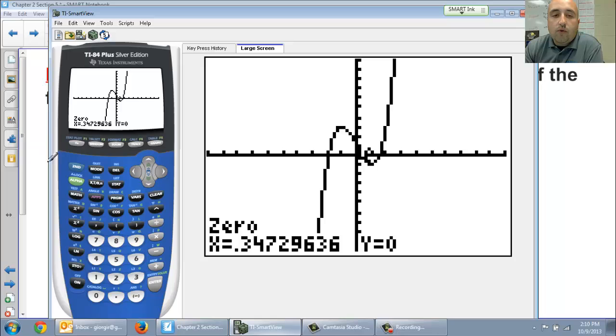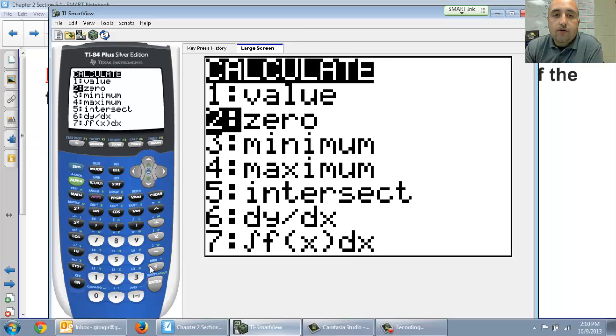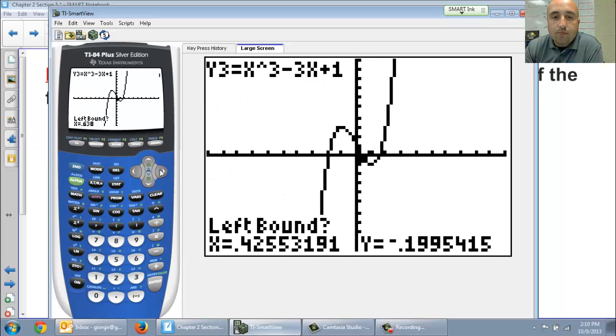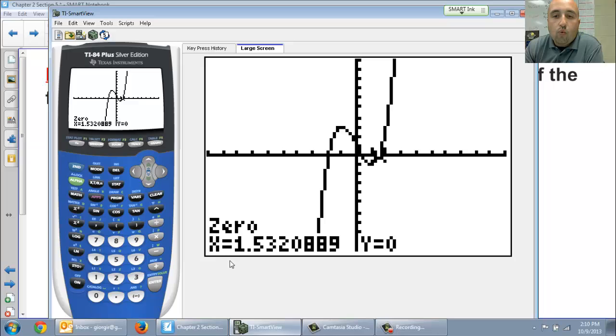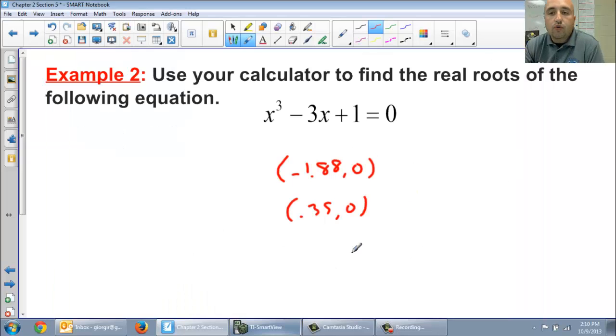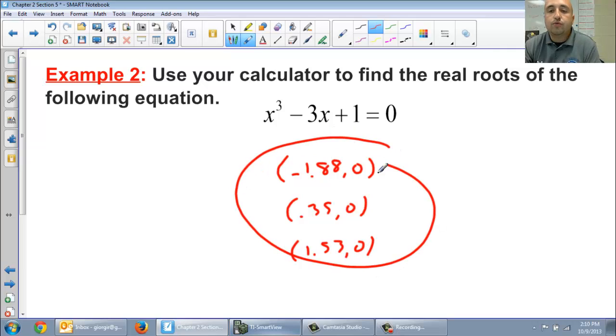And then now let's find the last one. Now I'm going to find the one on the right. So second trace 0. Left bound would be below. Right bound would be above. Enter, enter on guess. 1.53, comma 0. You only need to go to 2 decimal places. So 1.53, comma 0. And there are 3 real roots.